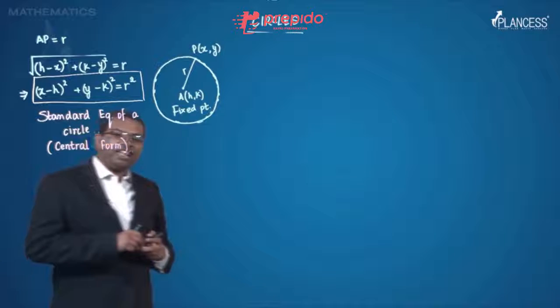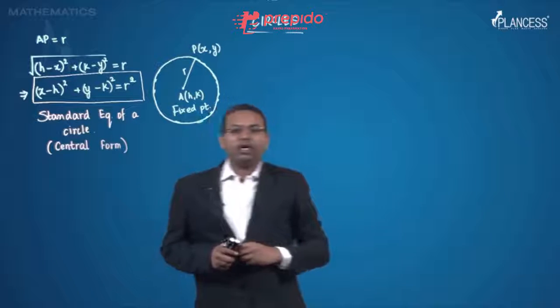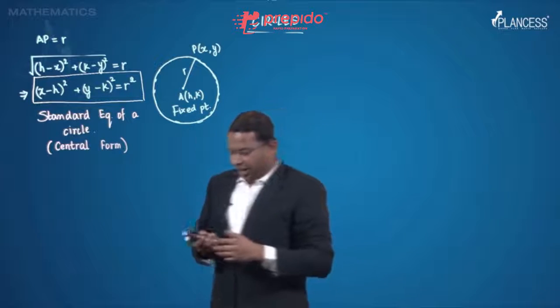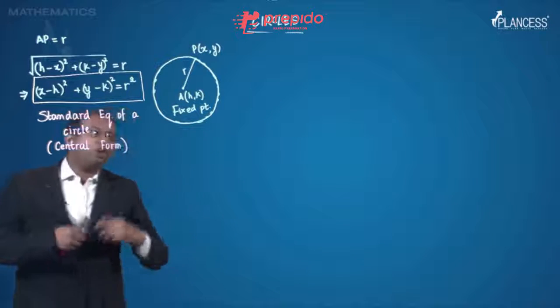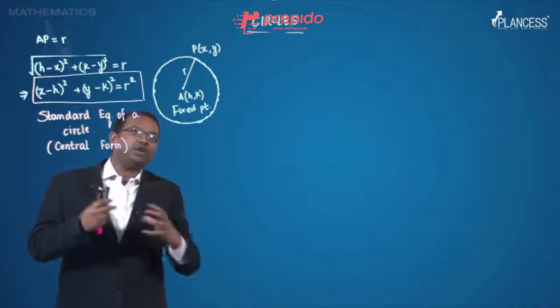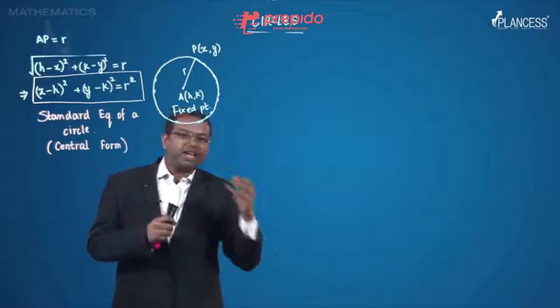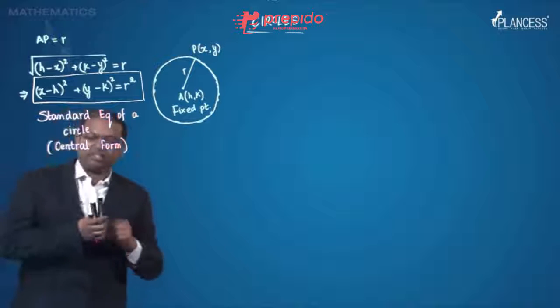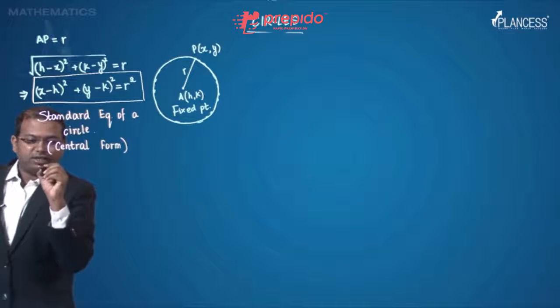Now that we have seen the equation in the standard form, let us now try to understand some of the special cases. For example, what happens if the center of the circle coincides with the origin? So what will happen to the equation? So let me just begin with writing some special cases.